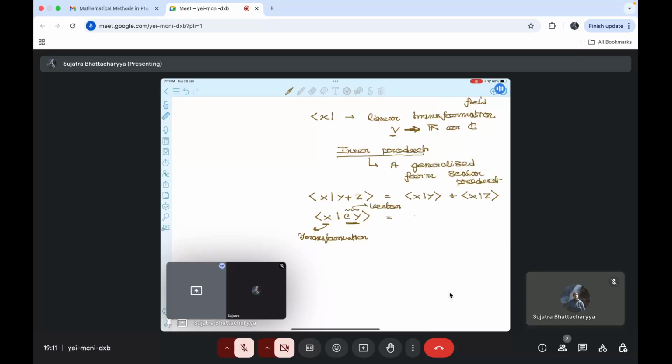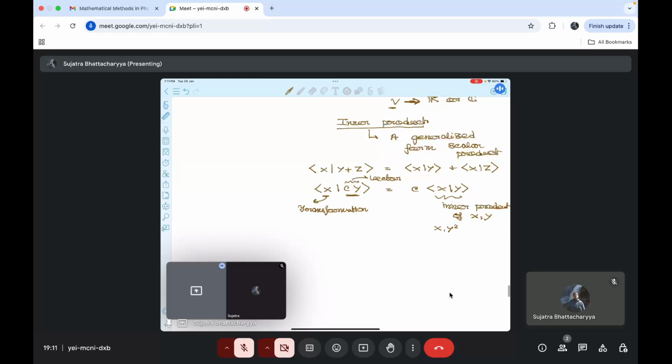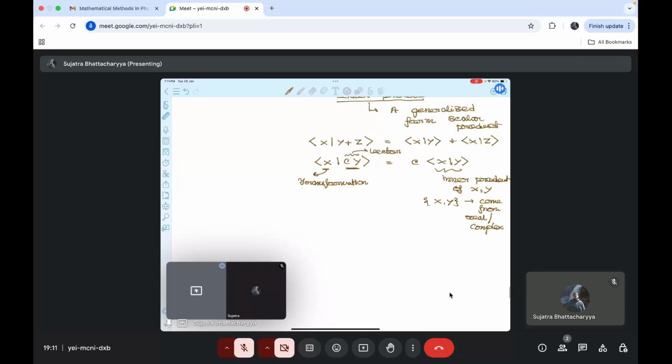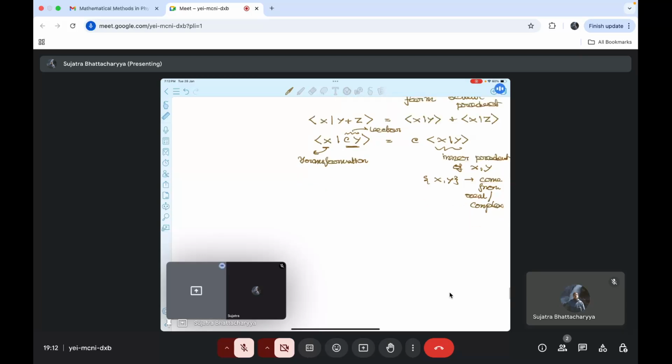All right, so this will be simple. C x y. So this is the inner product of x comma y. Here x and y, the state, can come from real as well as complex. Earlier, in case of dot product, when we were not using this inner product, it had to be real. Here it is both real as well as complex. So inner product is nothing but the vector scalar product, which includes both the real space as well as the complex space. That is the most important part.